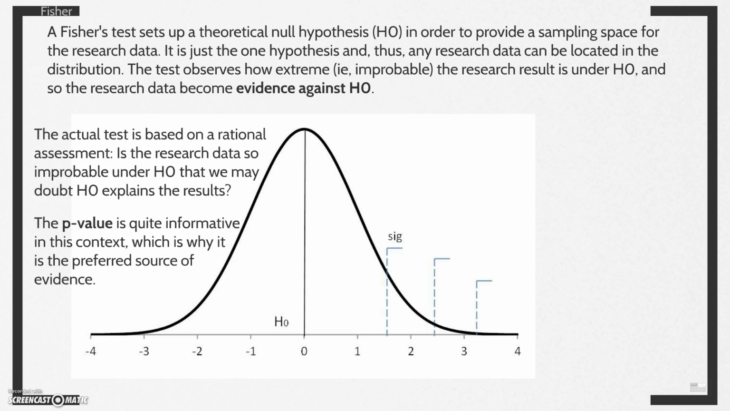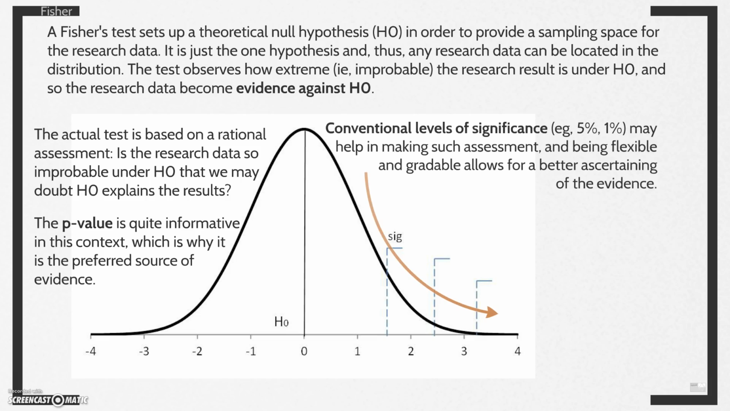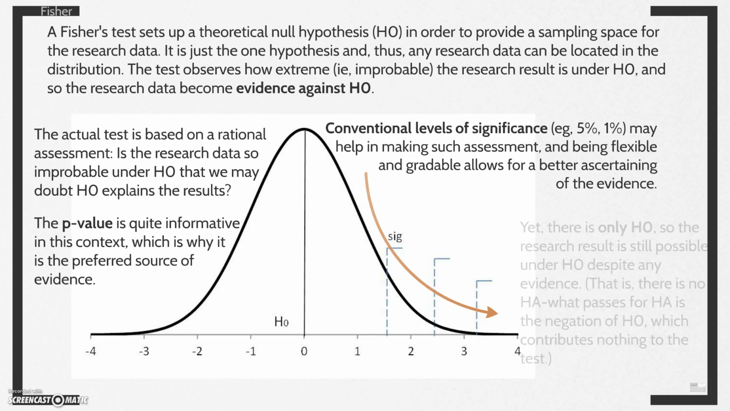The actual test is based on a rational assessment. Is the research data so improbable under the null hypothesis that we may doubt this null hypothesis explains the results? The p-value is quite informative in this context, which is why it is the preferred source of evidence. Conventional levels of significance, for example 5 or 1%, may help in making such assessment, and being flexible and gradable allows for a better ascertaining of the evidence.